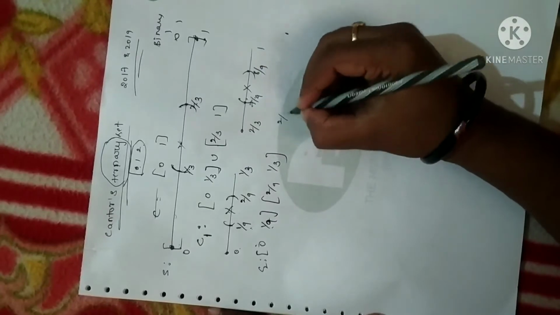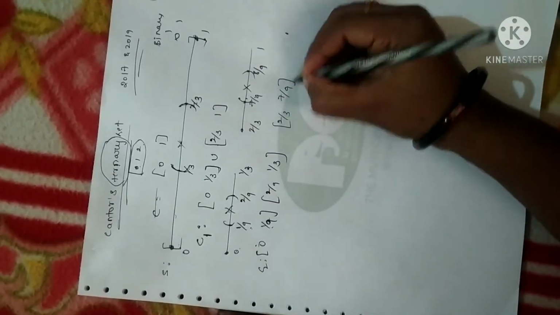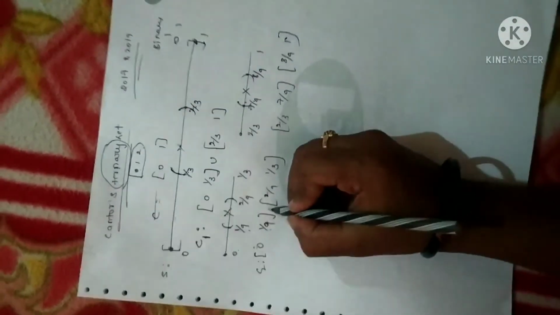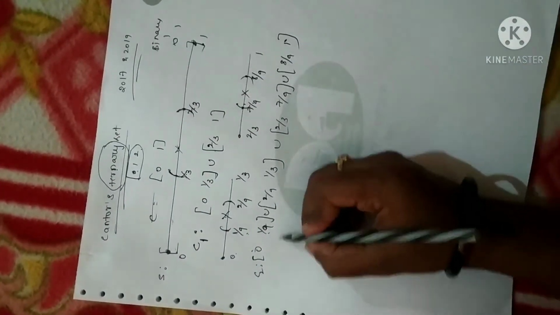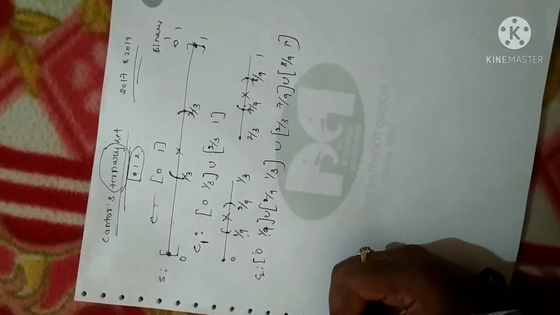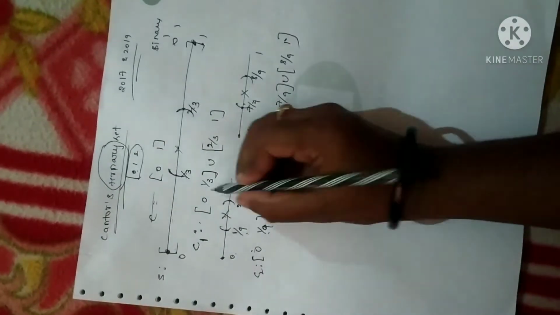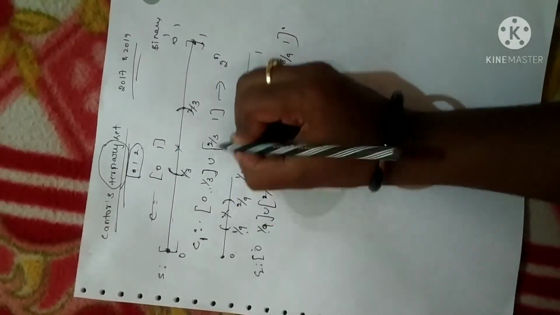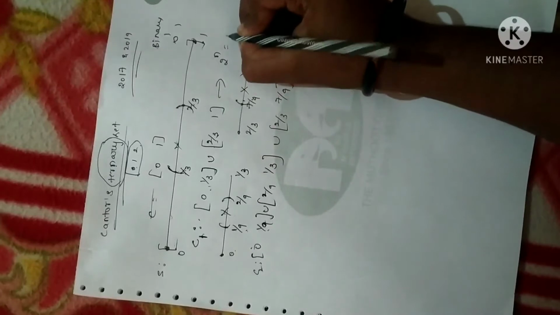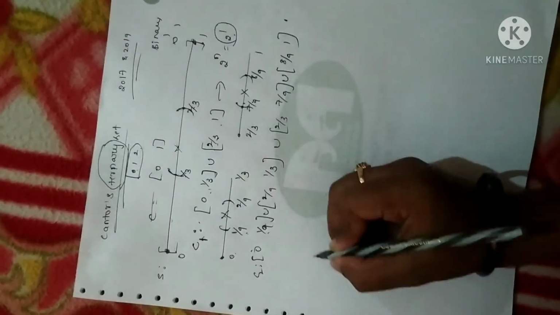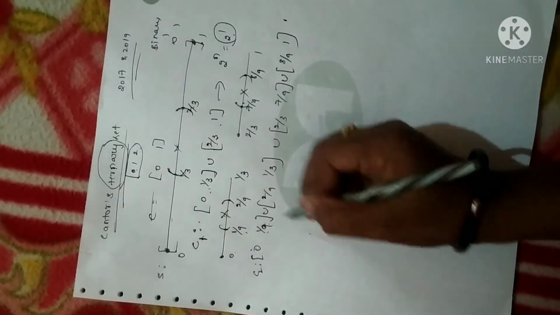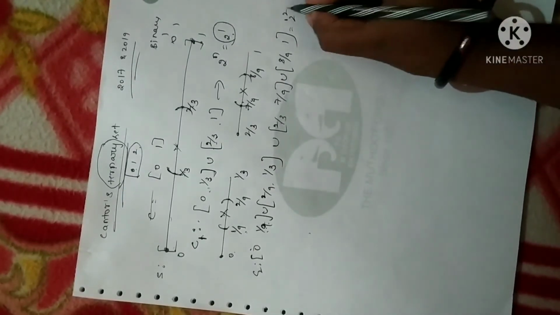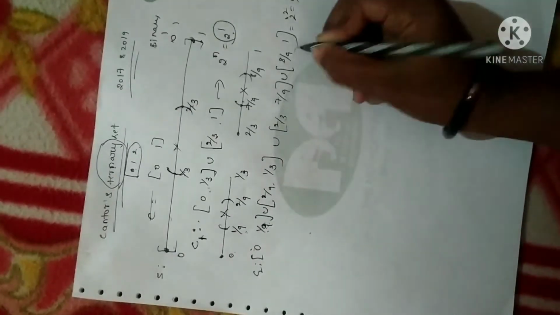Again here, closed intervals 2 by 3, 7 by 9, and 8 by 9, 1. Fine. If you take the union of all these 4 intervals, you will get C2. So the meaning is that in each case you are going to get an interval of length 2 power of n. Here in this particular C1 case, n is 1. So I have obtained a union of 2 closed intervals. In the second case, when I divide, I am going to get 2 power of 2. Right? 2 power of 2 is 4. So a union of 4 closed intervals.